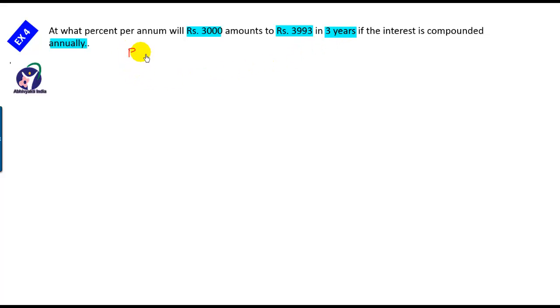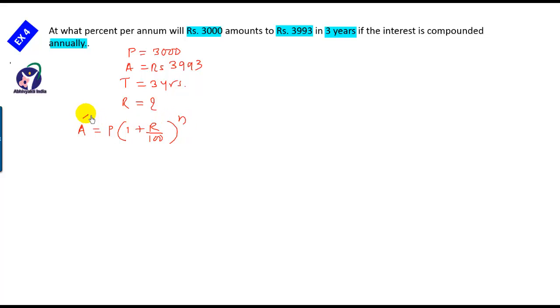So here P is equal to rupees 3000, amount A is equal to rupees 3993, and the time given is 3 years, and we have to find the rate. We know the formula for amount: A is equal to P into bracket 1 plus R by 100 to the power n, where A is the amount that is given, P is the principal that is given, n is given as 3 years, and here the rate is what we have to calculate.